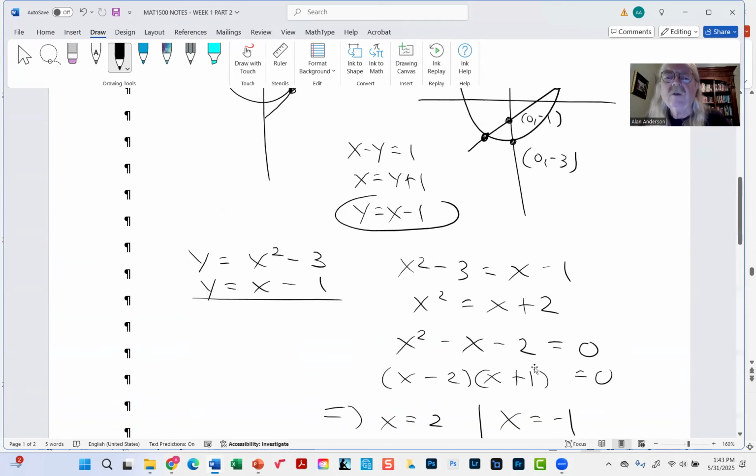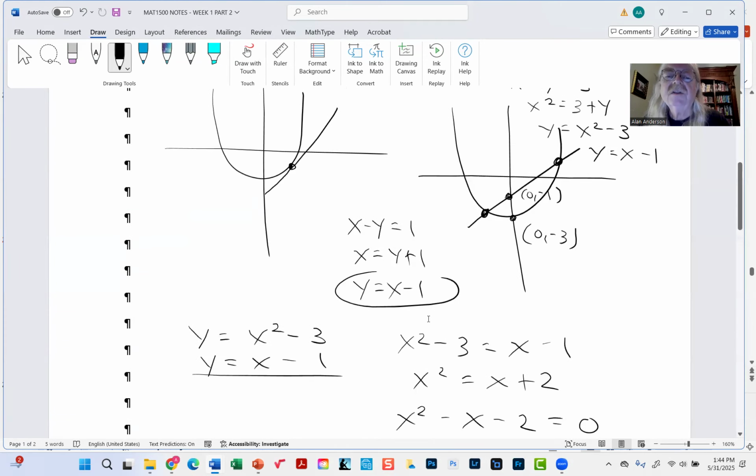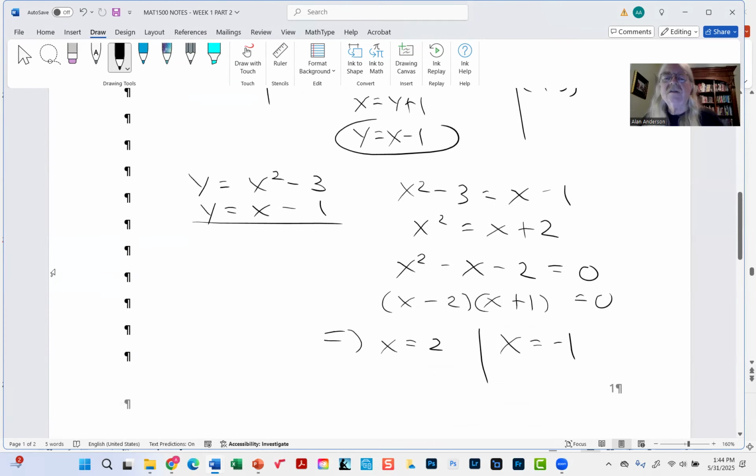And of course, in order to find the y coordinates, we can plug these results into either of these two equations. So let's do the y equals x minus 1.